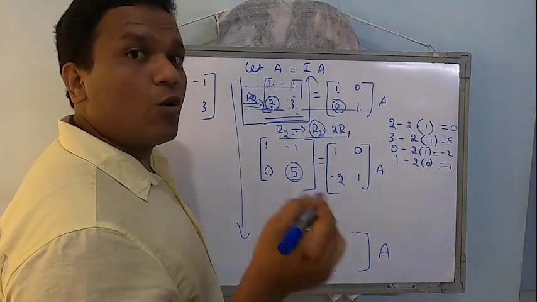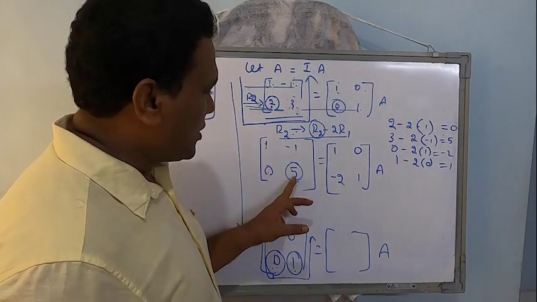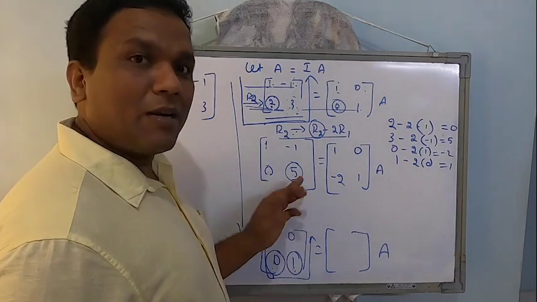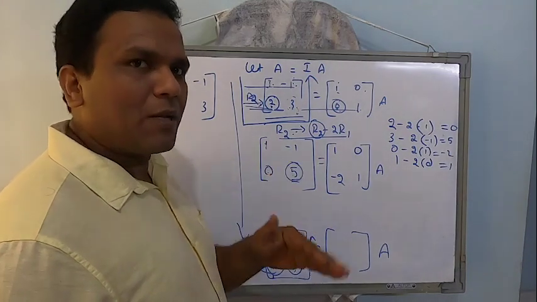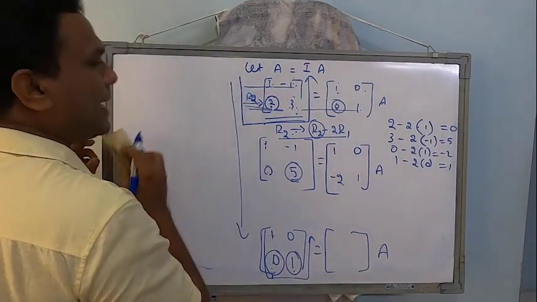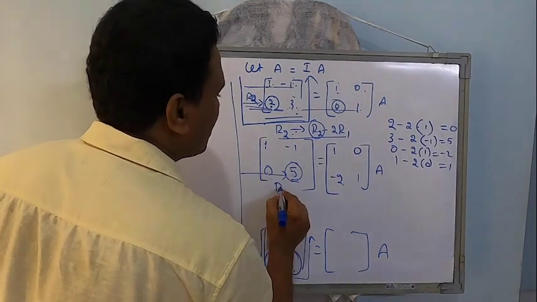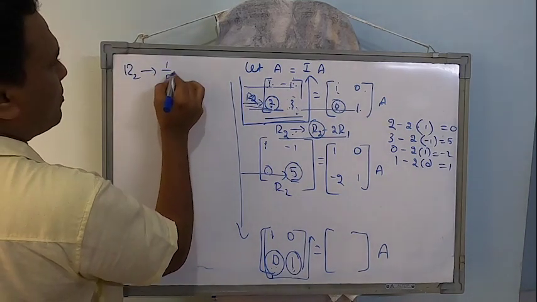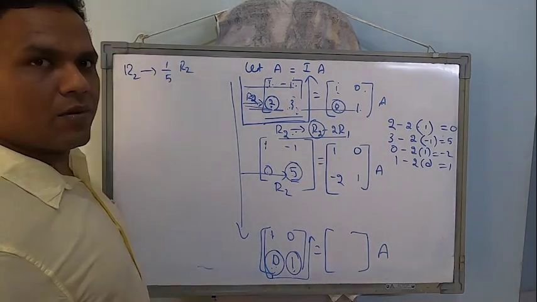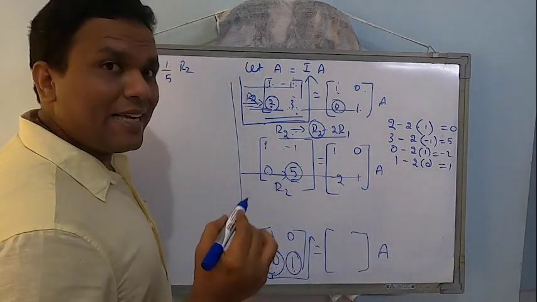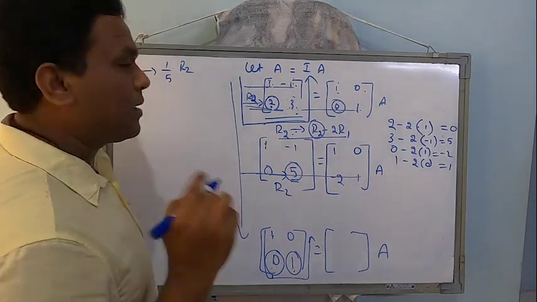That will give you a hint what to do. So this element should be made as 1. How can I make it 1? If I multiply this element by the same, that means 5 multiplied by 1 by 5, the element is going to be 1. Again, that's an element of R2 only. So R2 elements will be written as 1 by 5 times R2. That means each element of R2, all these 4, will be multiplied by 1 by 5.